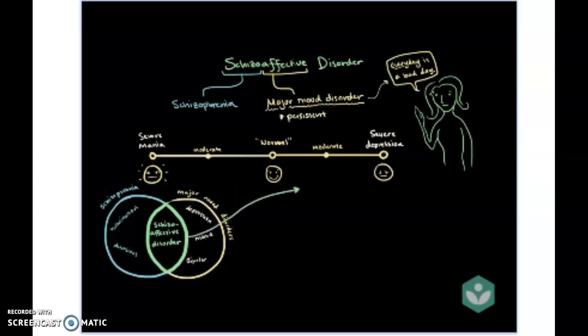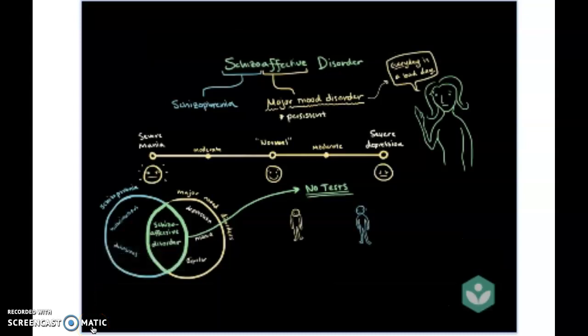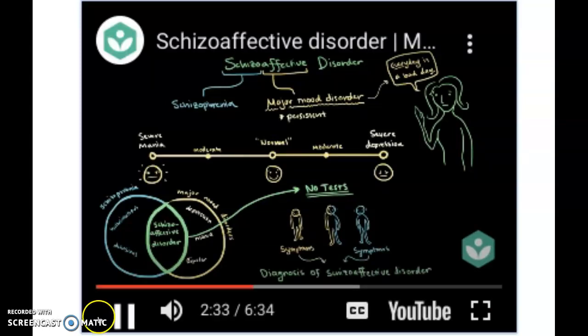Now, just like schizophrenia and mood disorders, though, there have yet to be any imaging or lab tests that we've developed to definitely tell us that, hey, this person has schizophrenia, or this person has severe depression, or this person has both, meaning that they would have schizoaffective disorder. That being the case, we have to look for symptoms of both schizophrenia and a mood disorder to come up with a diagnosis of schizoaffective disorder.